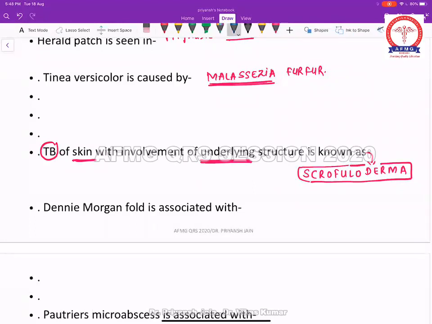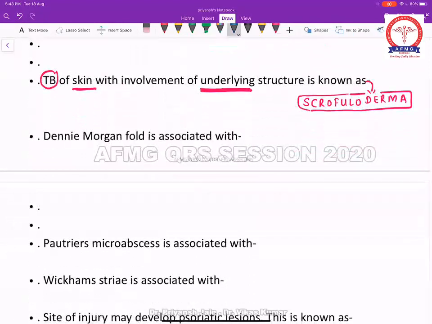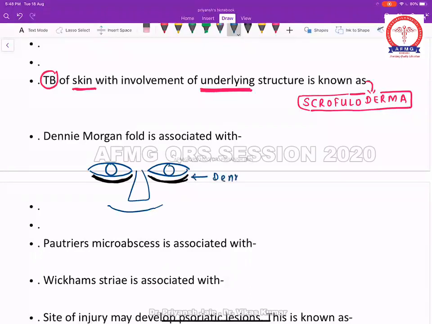Dennie-Morgan fold. What is Dennie-Morgan fold? Beneath the eye, if they give you an image, and beneath the lower eyelid there is a skin fold, this black colored one, this is called Dennie-Morgan fold. You can Google the image, Dennie-Morgan fold. It is seen with atopic dermatitis.